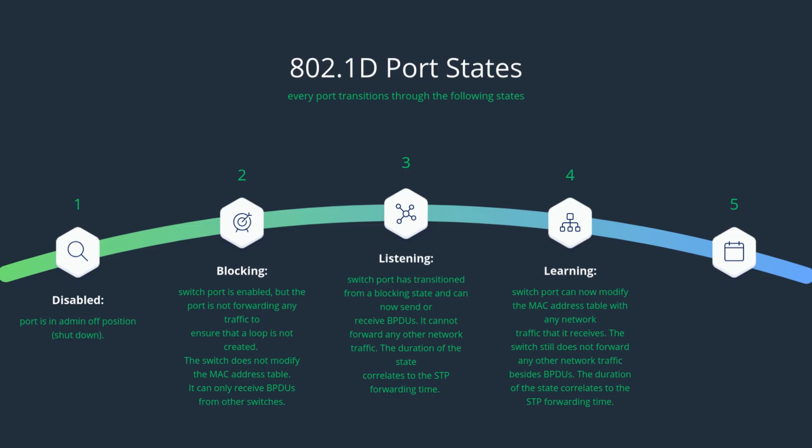Finally, state 5, forwarding. The port can forward all network traffic and update the MAC address table as expected. This is the normal operational state for ports that are part of the active spanning tree topology. Remember, going from blocking to forwarding takes approximately 30 to 50 seconds in traditional 802.1d, 15 seconds in listening, 15 seconds in learning, plus any additional convergence time.